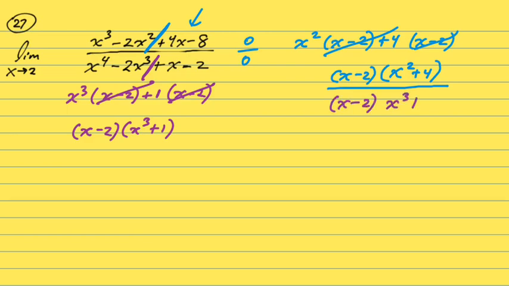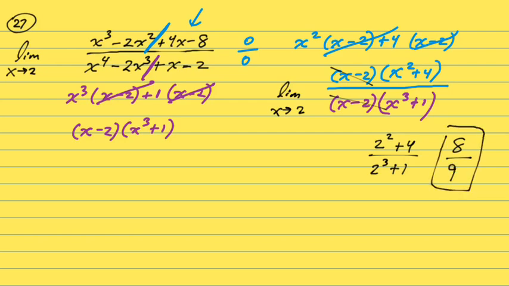So I think I would have this, and when these cancel, I think I could put in what for the x? A 2? If I put in a 2, what's 2 squared plus 4? I think that's 8 on top. And putting in a 2, you have 2 to the third, which is 8, plus 1 is 9. So this result should be 8/9. It's a little harder to factor.